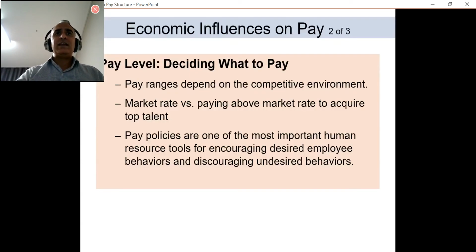We need to think of that. So in this case, like I said, we have to decide what to pay. We have to decide pay ranges depending on the competitive environment. We want to be competitive with other companies or not, or we want to be market rate, which is average, everybody pays around the same, or we want top talent, we pay more, right?